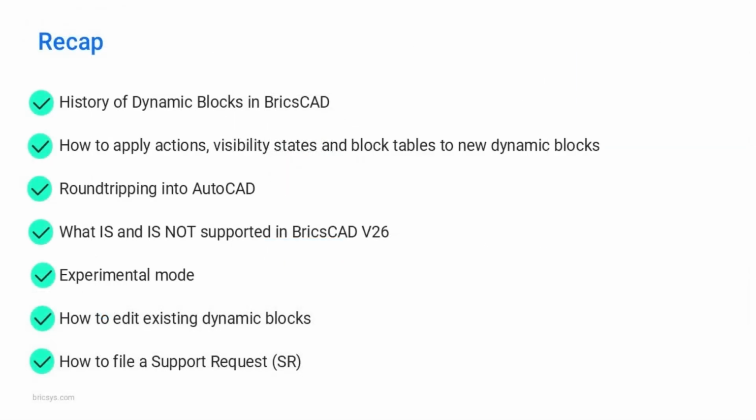All right, now for a short recap. We saw how dynamic blocks could be manipulated in BricsCAD before V26, and we created a new dynamic block with a stretch action, visibility states, and a block table, and saw how that round trips easily into AutoCAD. Then we learned what is and is not supported in V26 for creating and editing dynamic blocks. Next up was why these features are in experimental mode, and we finished with editing an existing dynamic block, and last but not least, how to submit a support request for help with dynamic blocks. Now with this knowledge, you're ready to start using dynamic blocks in BricsCAD.